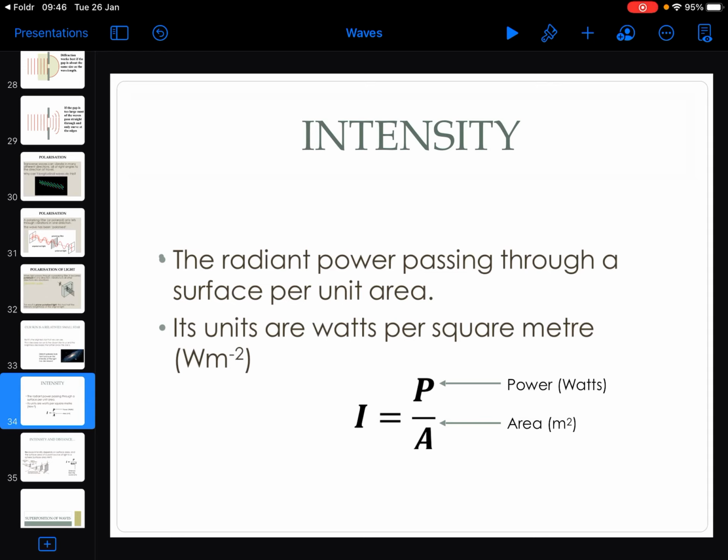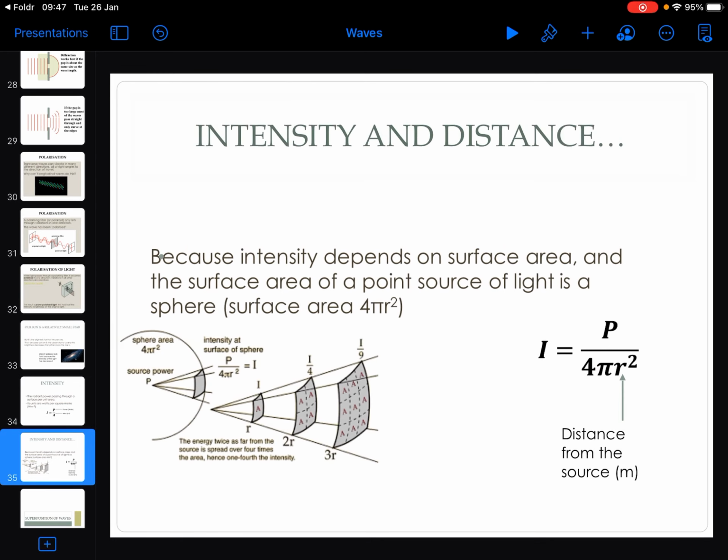Now that area can be lots of different areas. So we're going to look at one now, which is the area of a sphere. Because intensity depends on surface area, and the surface area of a point source of light is a sphere, surface area of 4 pi r squared, intensity is inversely proportional to the square of the distance from the source. So we call it an inverse square law. You can see on the right-hand side there's an equation, I is P over 4 pi r squared, where r is the distance from the source.